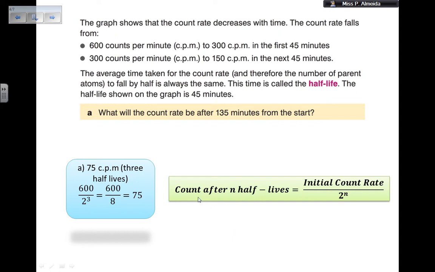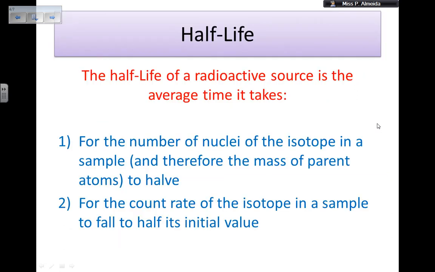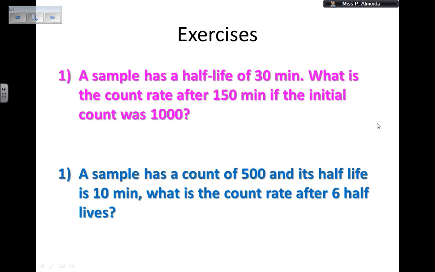The count rate will be the initial count, whichever they give you, let's say 500, divided by 2 to the power of 10. So now that you know this, I'm going to give you some exercises that I made up. It says a sample has a half-life of 30 minutes. What is the count rate after 150 minutes if the initial count was 1,000?